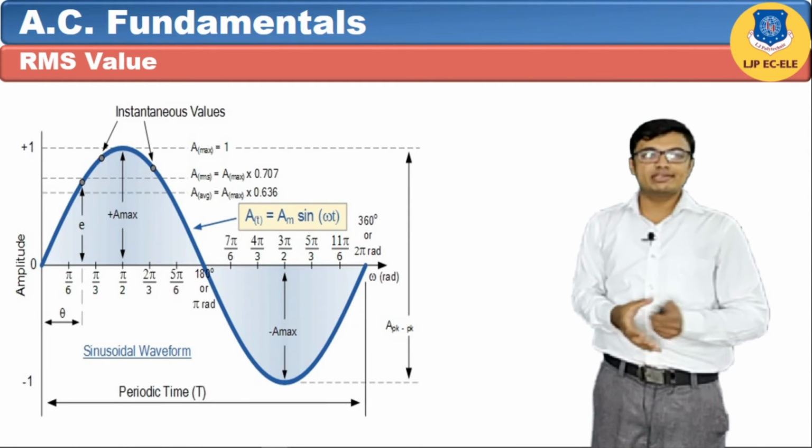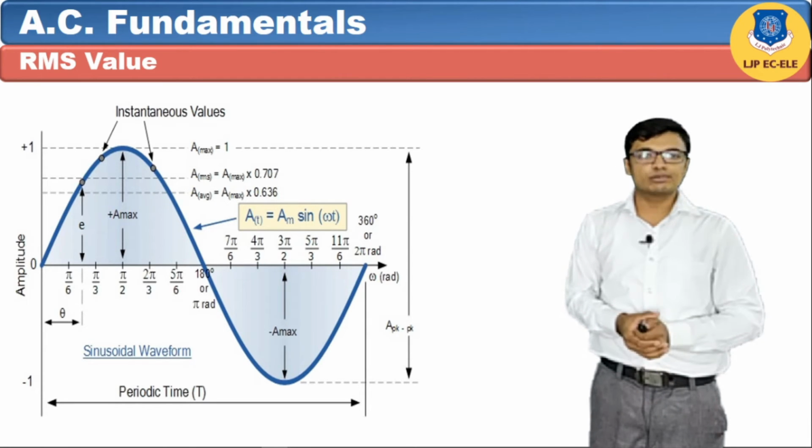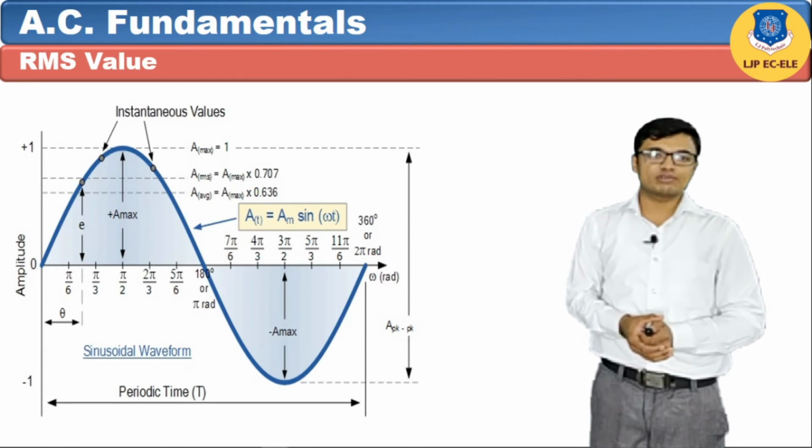It means RMS value is 70.7% of the maximum value. Also, the 230 volt we get in domestic houses is the RMS value, not an instantaneous or maximum value.